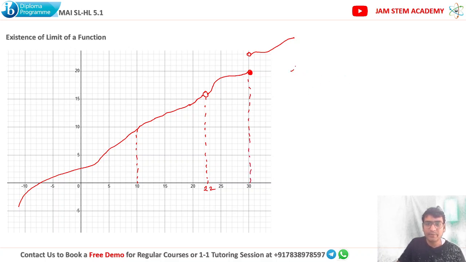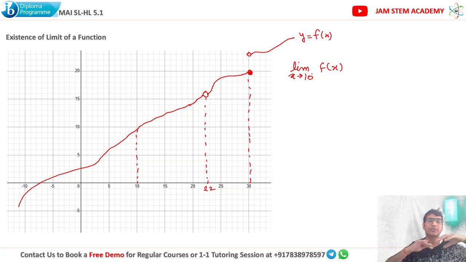So let's find the limiting values. If I say limit x approaches 10 for y equal to f of x, what's that? I'm trying to find the limiting value, which means the value of f of x in the neighborhood of 10. As you can see, the corresponding value of y in the neighborhood of x equal to 10 comes out as 10. So this is the answer.